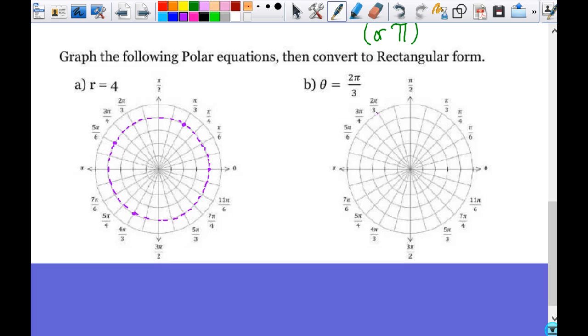So when the radius is 5, it's 2 pi thirds. When the radius is 3, it's 2 pi thirds. When the radius is -1, it's 2 pi thirds. So once I plot all infinity of those points, what's that going to look like? A line, yes. Okay. And you don't necessarily have to make it dotted, but if I don't, I'll never get it straight.